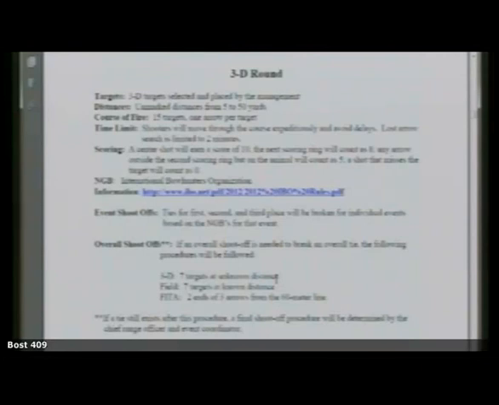There will be 7 3D targets at unknown distance, 7 field targets at a known distance, and 2 ends of 3 arrows from the 60-meter line during the FITA event. However, if a tie still exists after this procedure, which we have seen in the past, a final shoot-off procedure will be determined by the chief range officer and event coordinator.